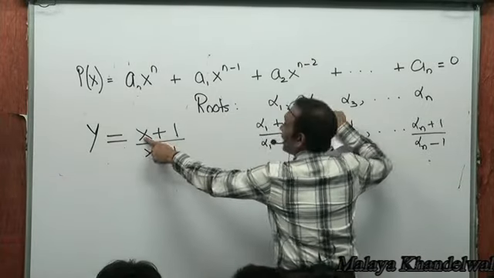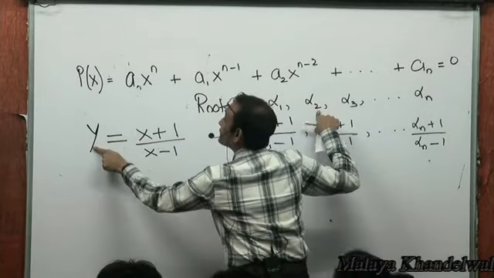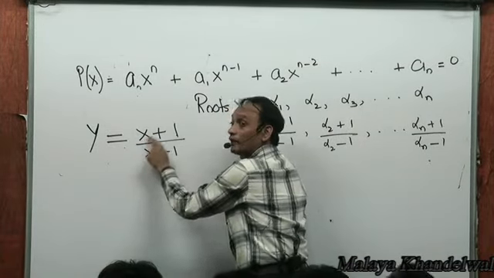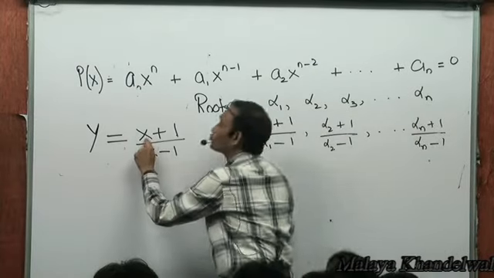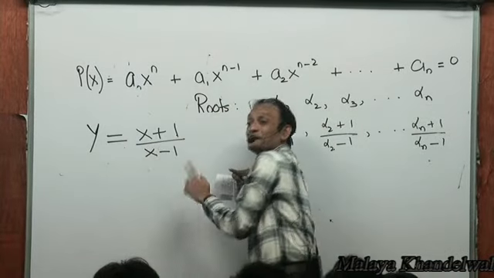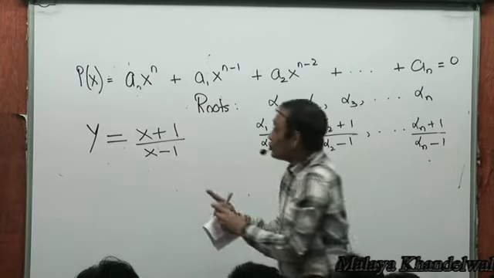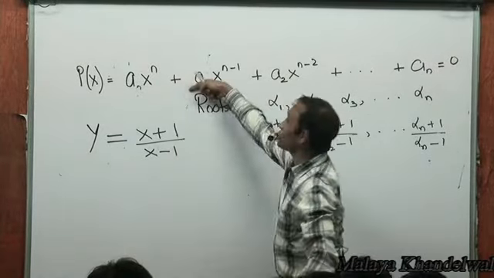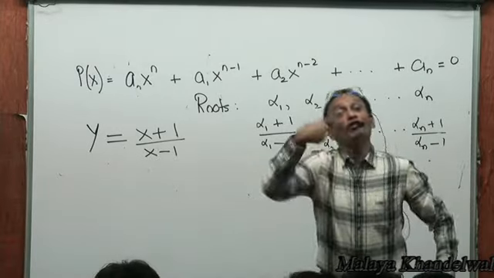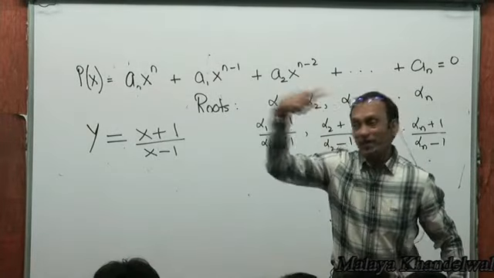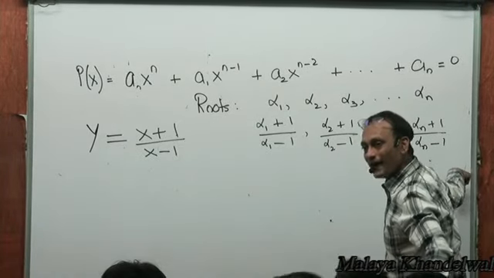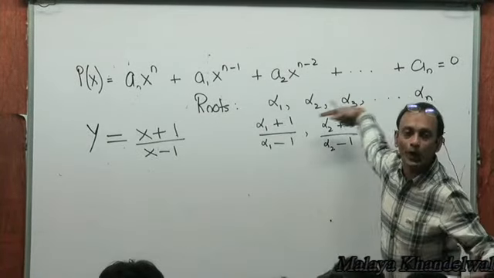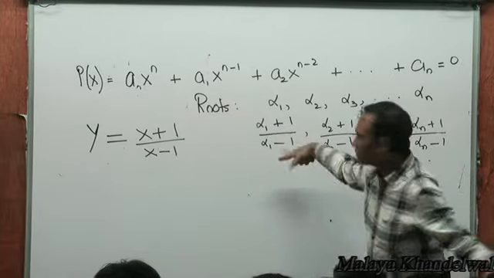If x turns out to be alpha 2, the second root, then y will be alpha 2 plus 1 by alpha 2 minus 1. If x is alpha n, y will turn out to be alpha n plus 1 by alpha n minus 1. Yes or no? So in this transformation, if you write this equation in terms of y and solve for y, then the roots in y obtained would be these. These would be the roots obtained in y. If you write the whole thing in terms of y, yes or no, then these would be the roots.